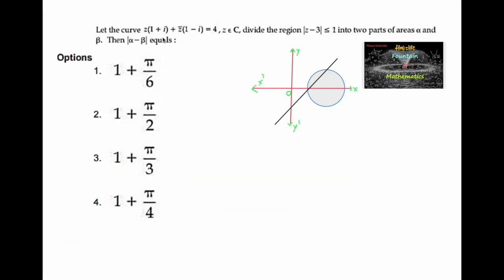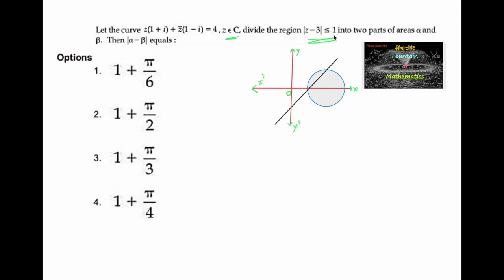Let the curve z of 1 plus i plus z bar of 1 minus i is equal to 4, where z is a complex number, divide the region mod of z minus 3 less than or equal to 1, which is a circle, into two parts of area alpha and beta. Then we need to find mod of alpha minus beta.